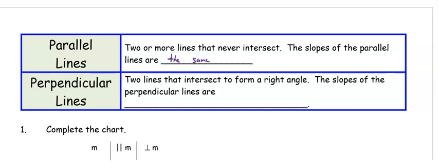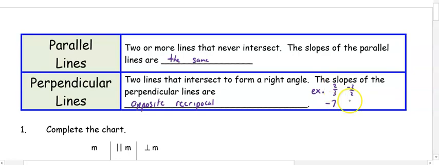Perpendicular lines are lines that intersect and form a right angle. The slopes of perpendicular lines are opposite reciprocals. Opposite means that one of them is positive, one of them is negative. Reciprocals mean that they are flipped. So some examples would be 2/3 and -3/2, or -7 and 1/7.